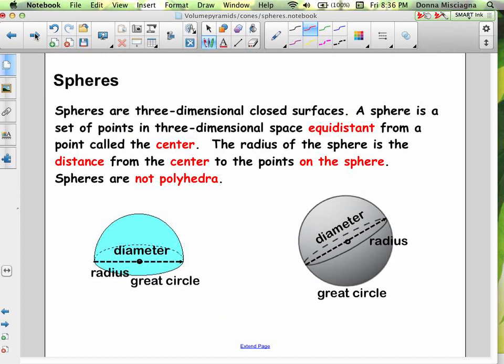Spheres are not polyhedra. Right? Polyhedra have only polygons for faces, and there's no polygon on a sphere. It's all round. Right? So it is not a polyhedra. Here we have a sphere.